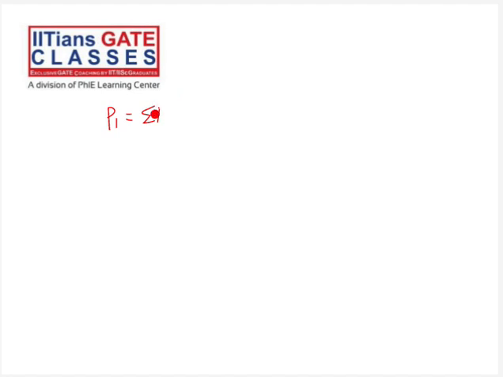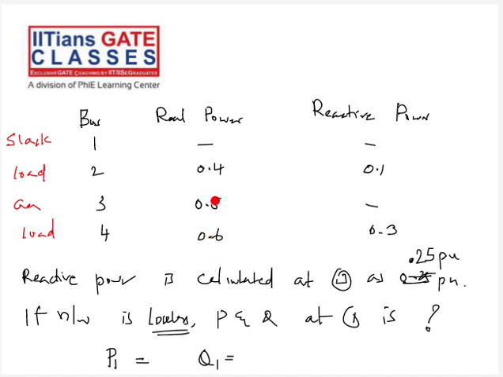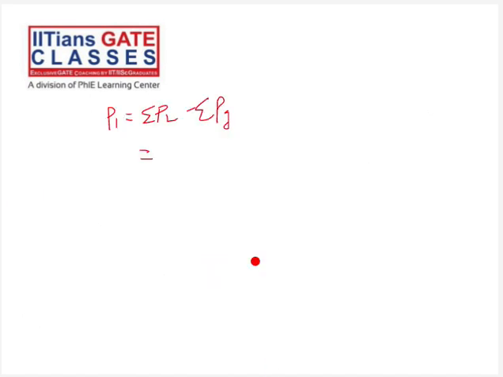Sigma P load minus sigma total generation, right? So how much do we have as total load? We have 0.6 and 0.4, so a load of 0.6 plus 0.4, minus the existing generation of 0.5. So basically we have a total load of 1 per unit, and 0.5 is already being supplied by bus 3. Whatever is left needs to be supplied by the slack bus. So this is 0.5 per unit.